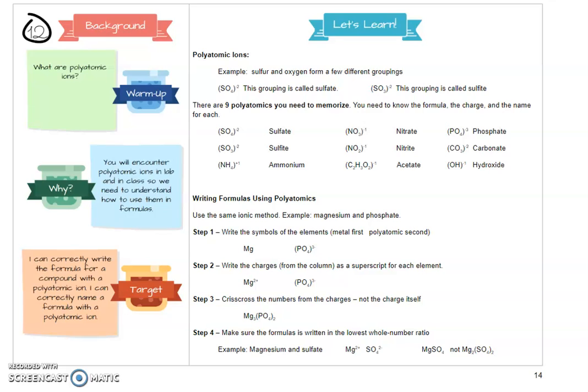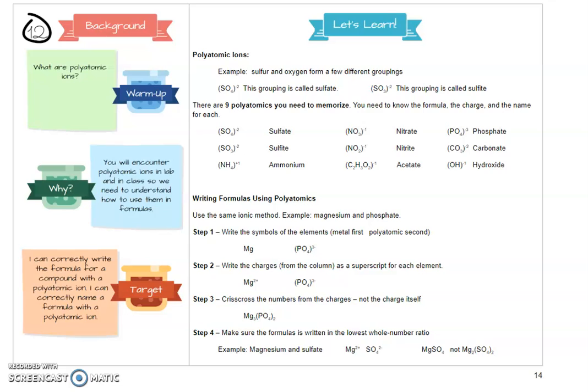So looking at part 12 here on page 14, you should have thought about what polyatomic ions sound like they are to you. I don't expect you to have really seen them before, just thinking about that. Your why: you're going to encounter them in lab and in class. We need to understand how to use them. And then your target, most importantly, is that you can write the formulas and name formulas with polyatomic ions.